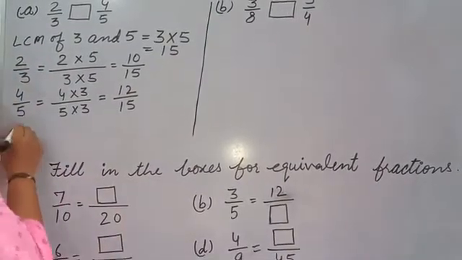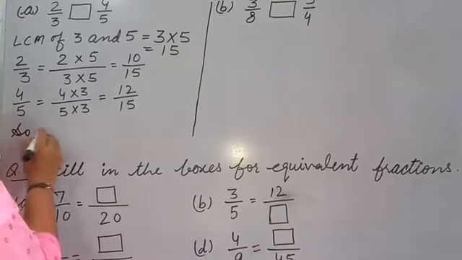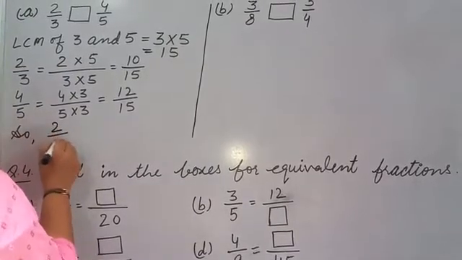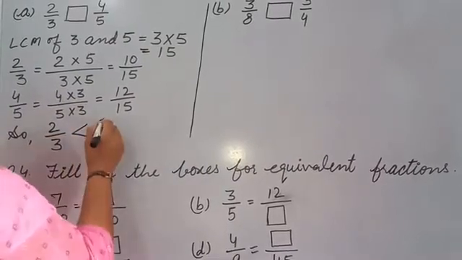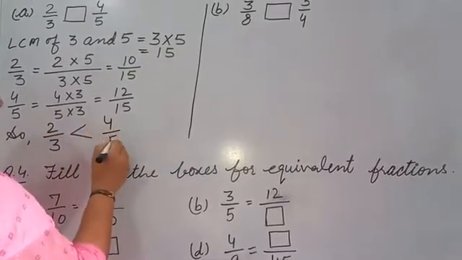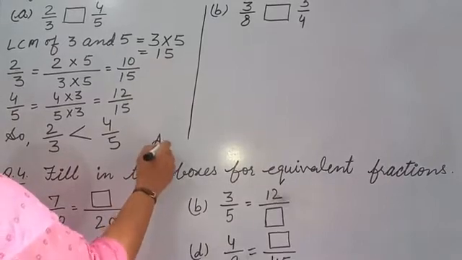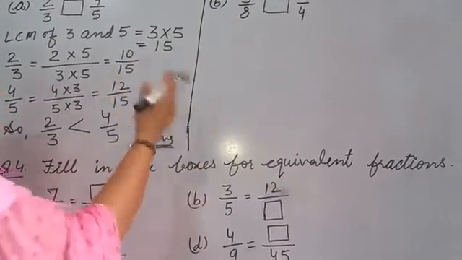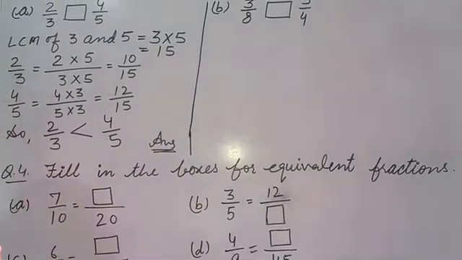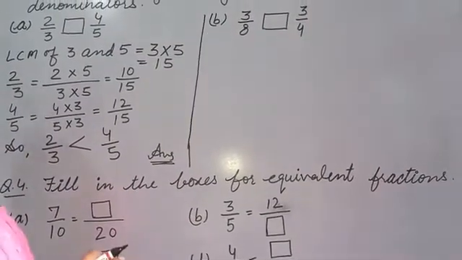So now we write here 2 upon 3 is small. So we will use here the less than symbol. 2 upon 3 is smaller than 4 upon 5. That's your solution. Okay. So like this you will solve. A and B part I take here. C and D you should do yourself. Okay. Now it's the B part.